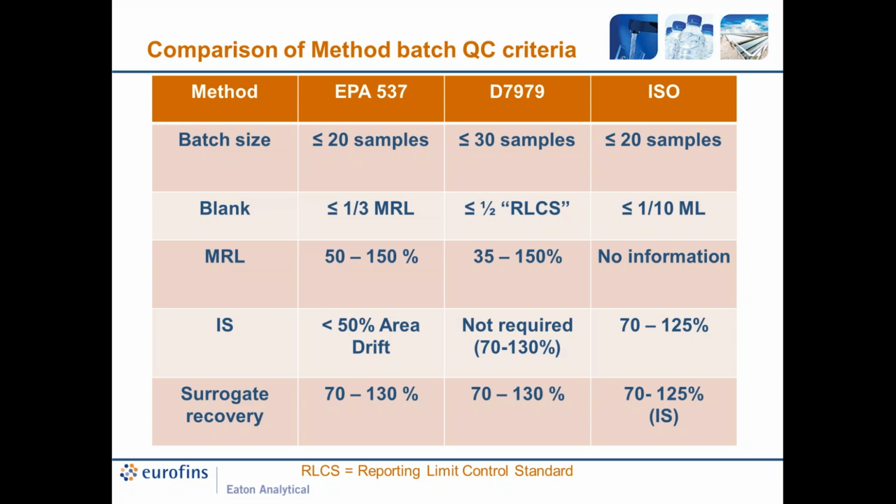Note that ASTM, though written as an external standard calibration, does allow the surrogates to be used as an internal standard. The current QC acceptance criteria of 70 to 130% would still have to be met.